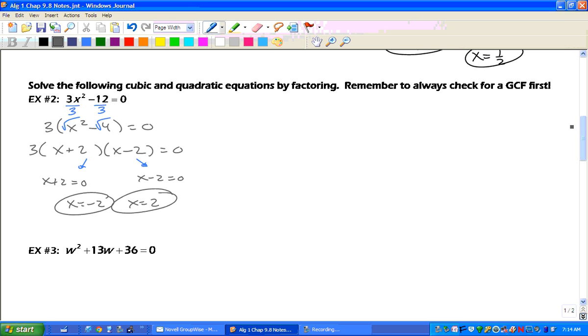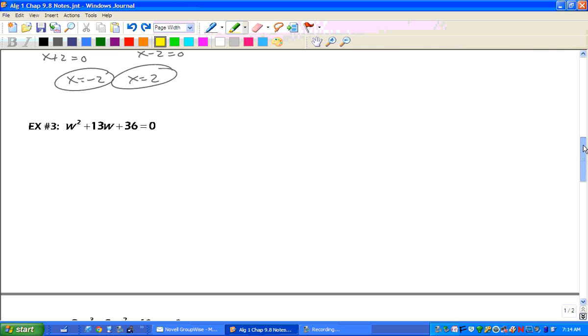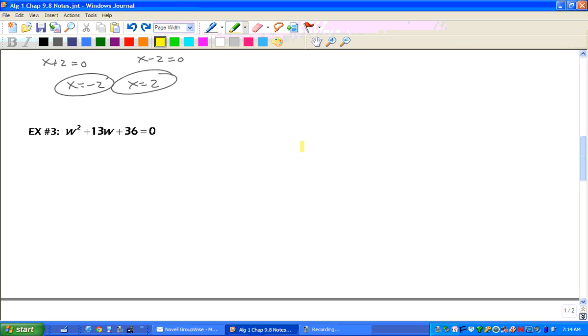Okay? Now, the key thing is, we're doing this because there's an equal sign. We want to know, what does x actually equal? And that's why we're able to solve all of this. Okay? Here's example number 3.